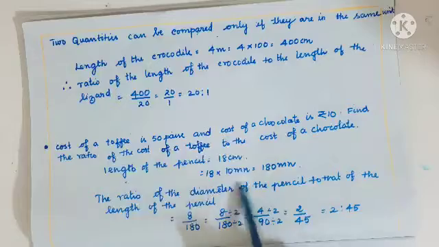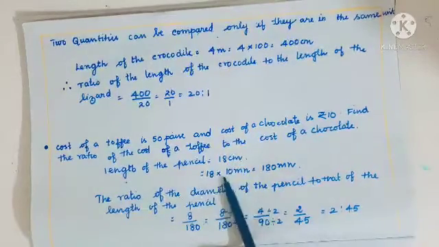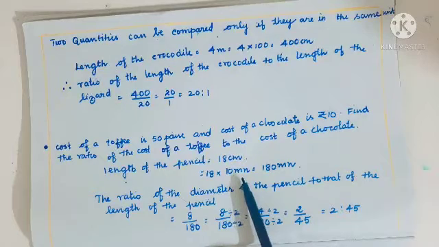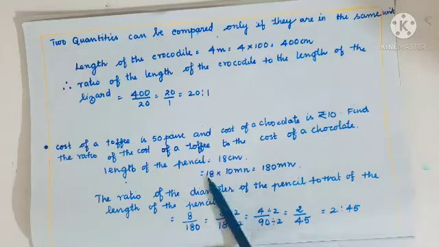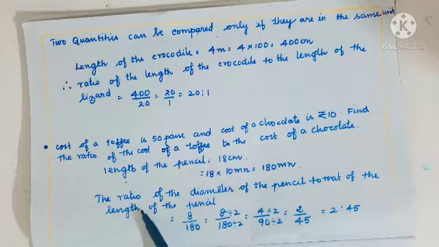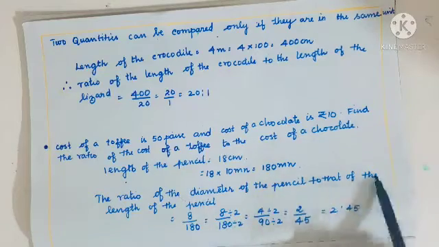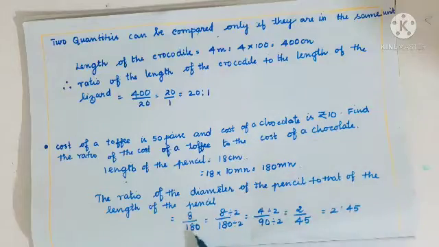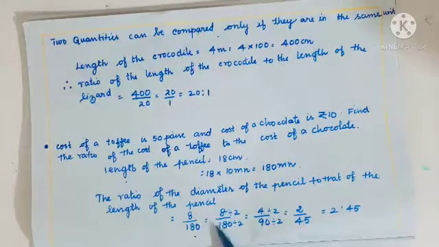Right, dear? Yes. So listen here. The length of the pencil is 18 centimeter. Isn't it, dear? Yes. 10 millimeter is equal to 1 centimeter. So 18 into 10 mm is equal to 180 mm. So the ratio of the diameter of the pencil to that of the length of the pencil is equal to 8 by 180. That is equal to 8 divided by 2, then 180 divided by 2.